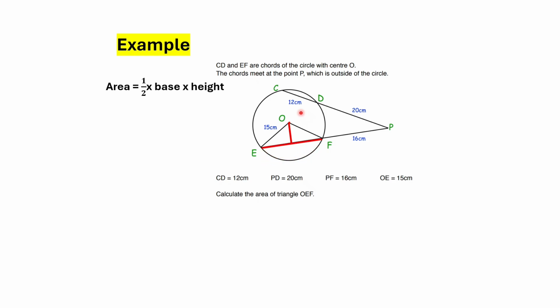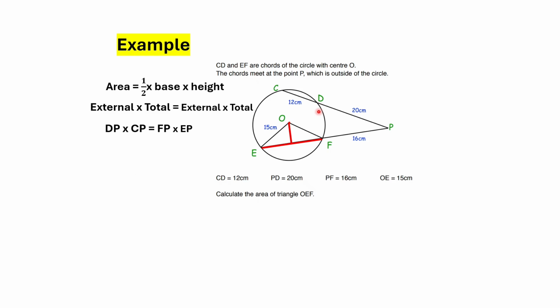Now, to find EF, let's focus on this shape here. The external, the secants theorem. So we know the external times the total. So DP times CP is equal to FP times EP. Let's just write it. So DP times CP is equal to FP times EP.